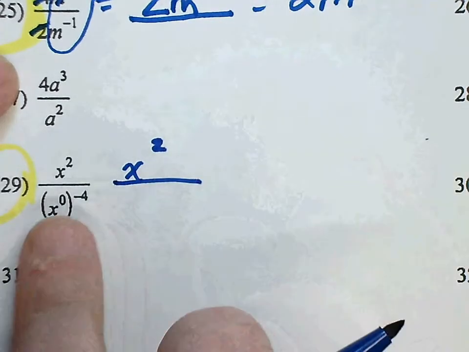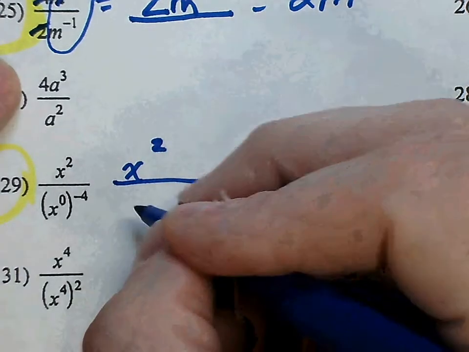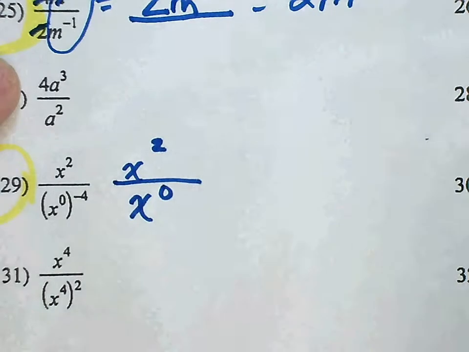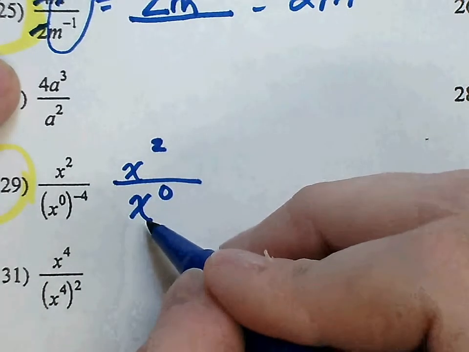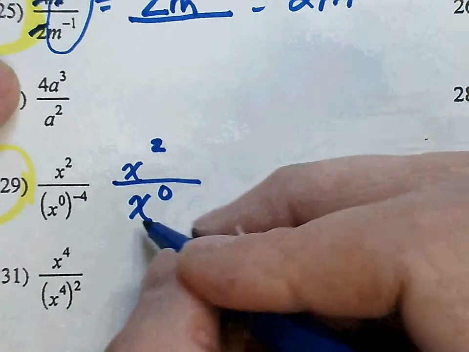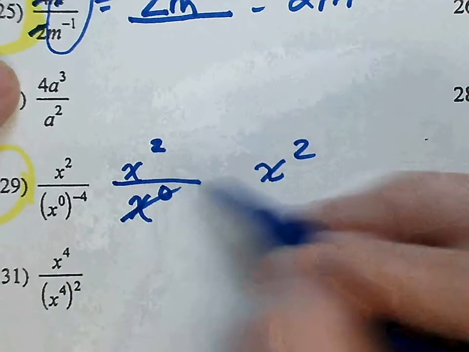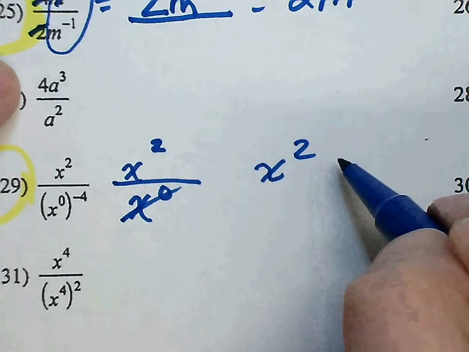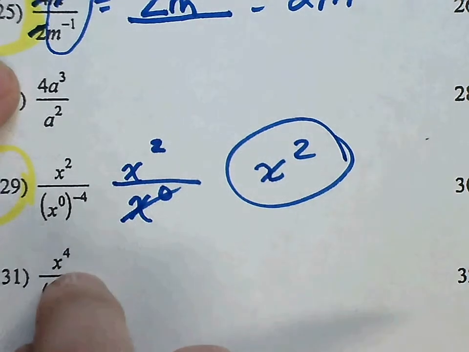So let's start by doing our power to a power. 0 times negative 4 is what? So I'm left with x to the 0. Anything to the 0 power is? 1. So I'm just left with x squared. Or you could have said 2 minus 0 is 2. Either way, you're left with x squared. This is one that's a lot easier than it looks.